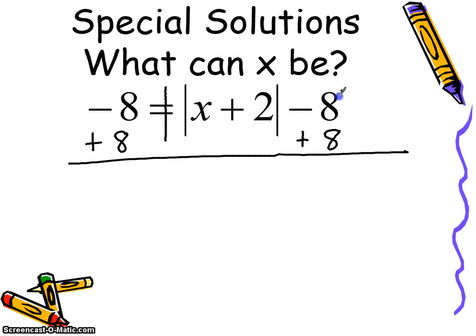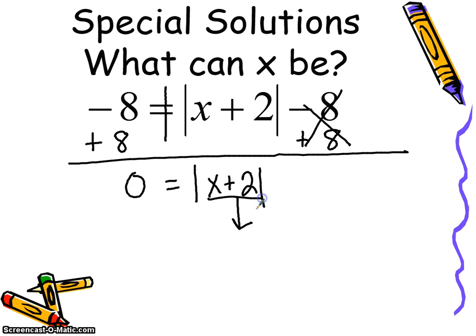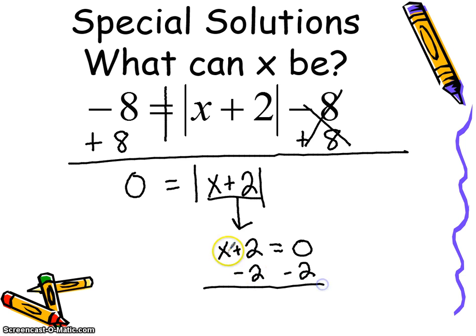Negative 8 plus 8 makes 0, so we get the absolute value of x plus 2 being isolated, and that's equal to negative 8 plus 8, which is 0. Now that we have the absolute value symbols isolated, we can see that it's equal to 0, which means there's only one solution, and that is that what's inside is equal to 0. So if we isolate the variable, we get that x is equal to negative 2.